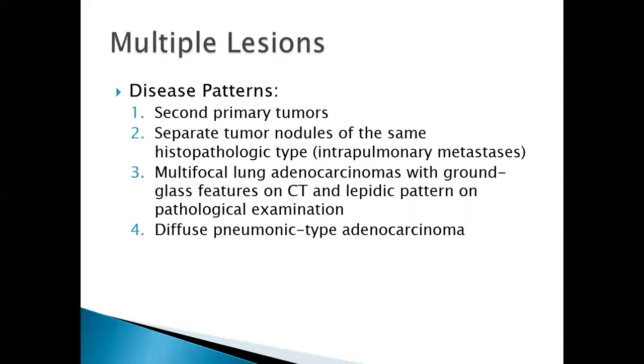The 4 disease patterns that the subcommittee described for multiple lesions are 1, second primary tumors, 2, lung cancers with separate tumor nodules of the same histopathological type, 3, multiple tumors with predominant ground glass features on CT and lipidic pattern on pathological examination. Dr. Bitar does talk about these in his presentation, so you will get more information on that. And then the 4th one is diffuse pneumonic type adenocarcinoma. So for right now, you don't need to know that. We won't have to worry about that type of information for our cases this week.